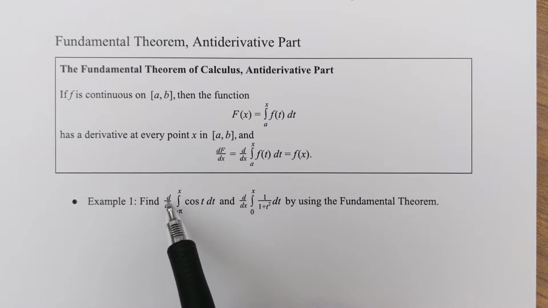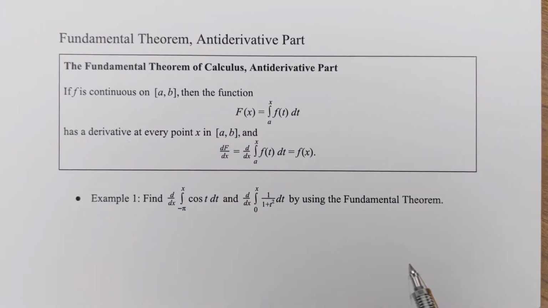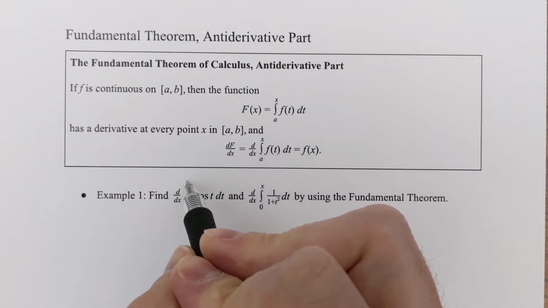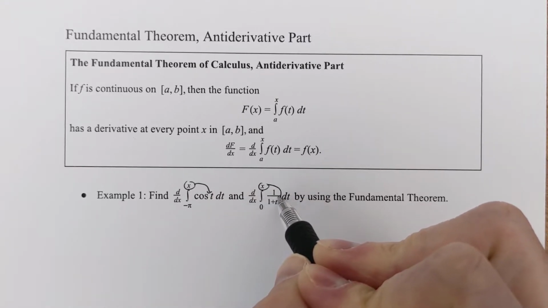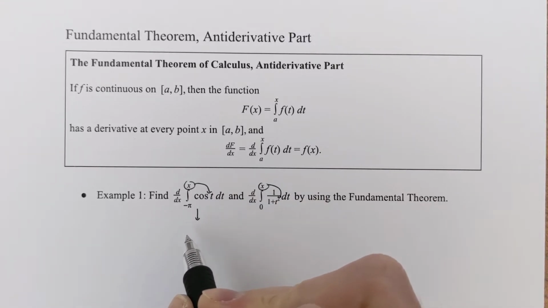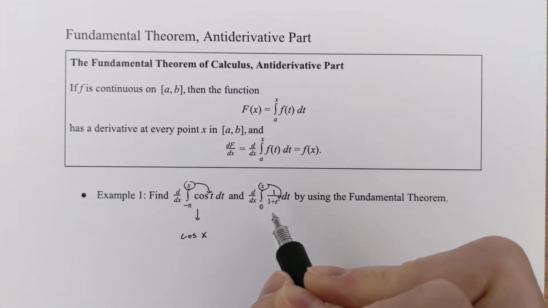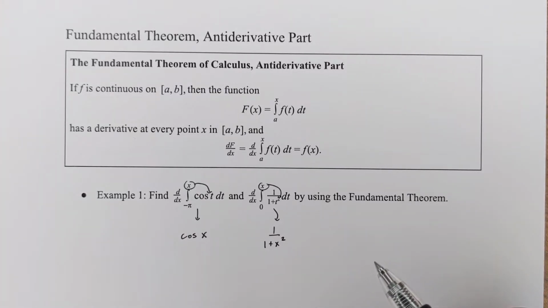So example 1, find the derivative of this and the derivative of that using the fundamental theorem. Well, what the fundamental theorem just says is that the derivative and the integral are opposite operations, and you just plug the variable into your other variables. So this one would just become cosine x. This one would just become 1 over 1 plus x squared. And that's all you have to do.